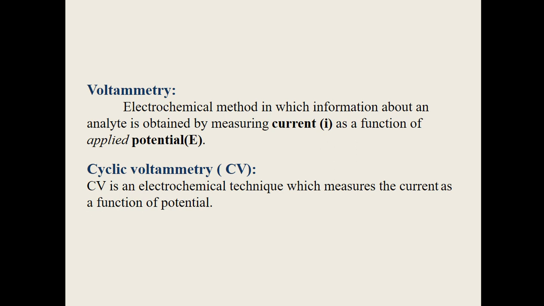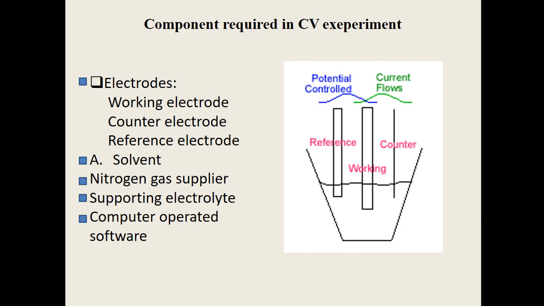The reason behind the changing current is some redox reaction within that environment with change in potential. And in the case of cyclic voltammetry, it is the same thing: it measures the current as a function of potential, but it's cyclic, that means repeating. And these are the basic components required in cyclic voltammetry.